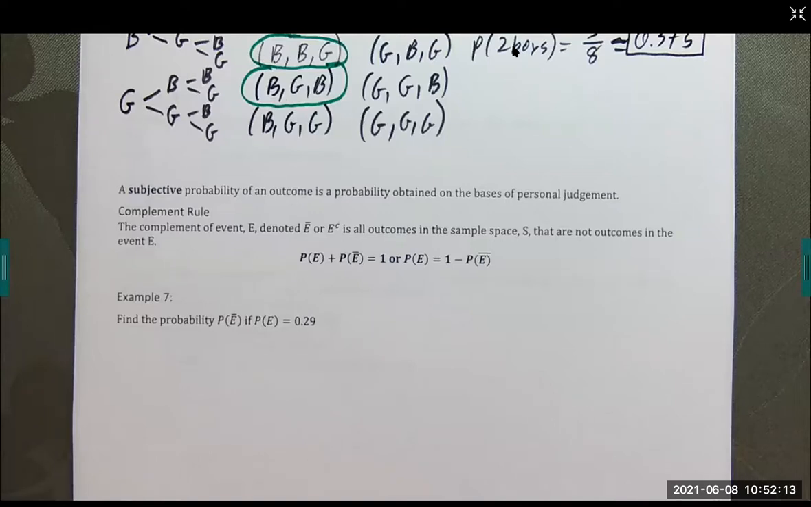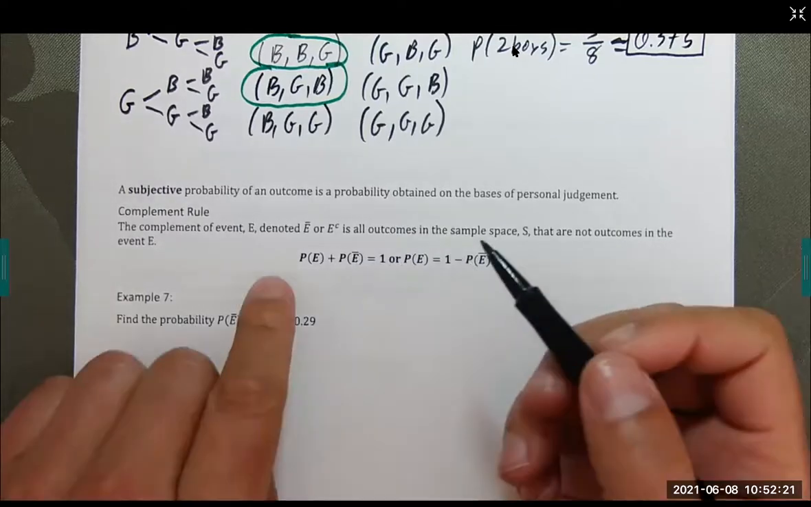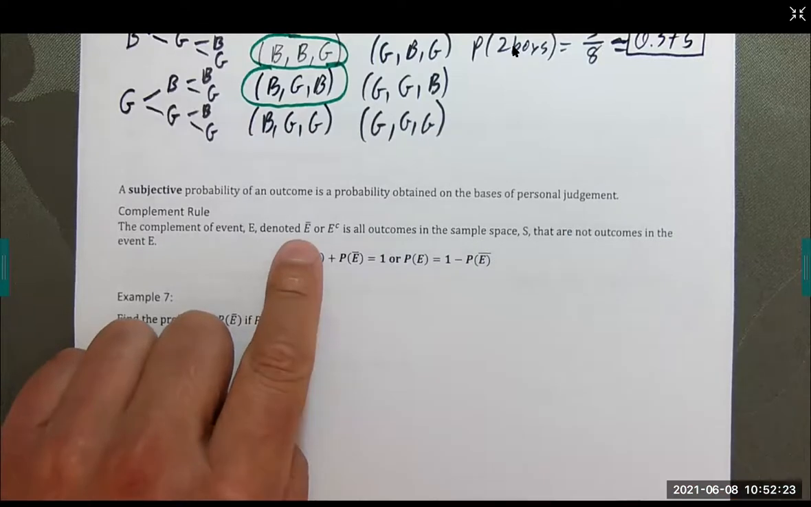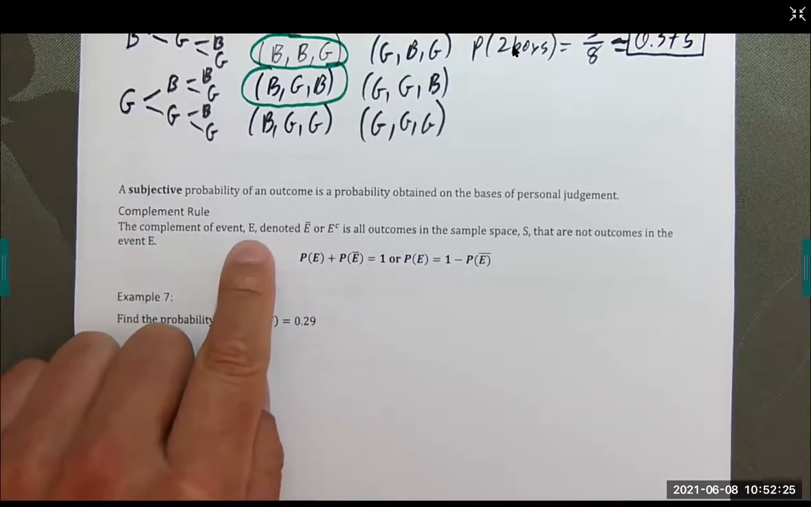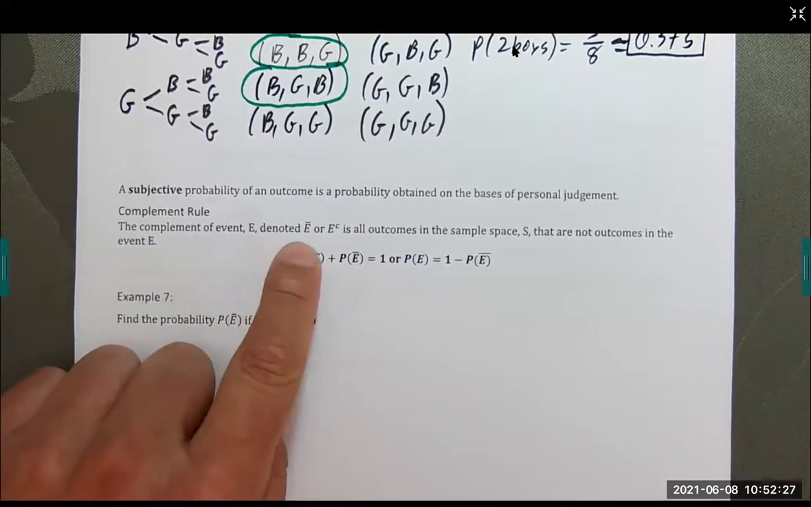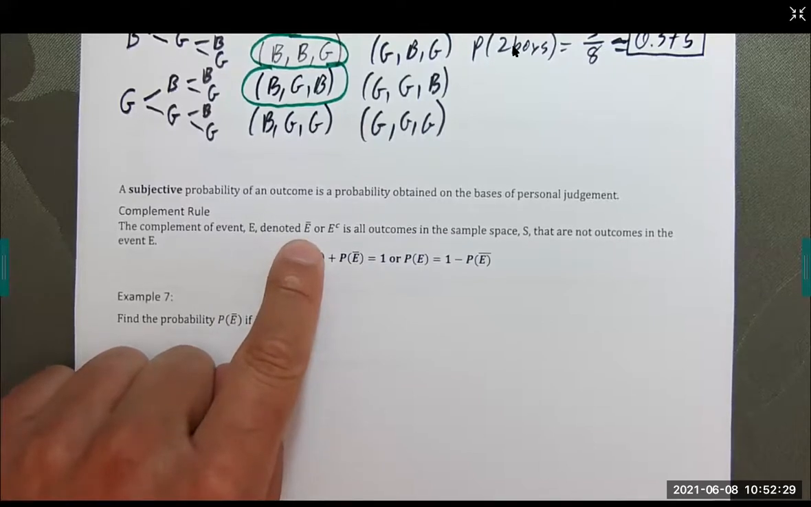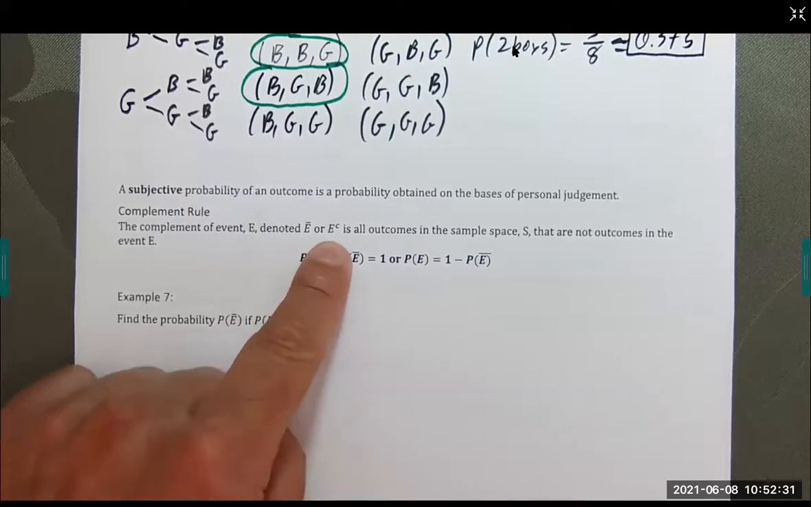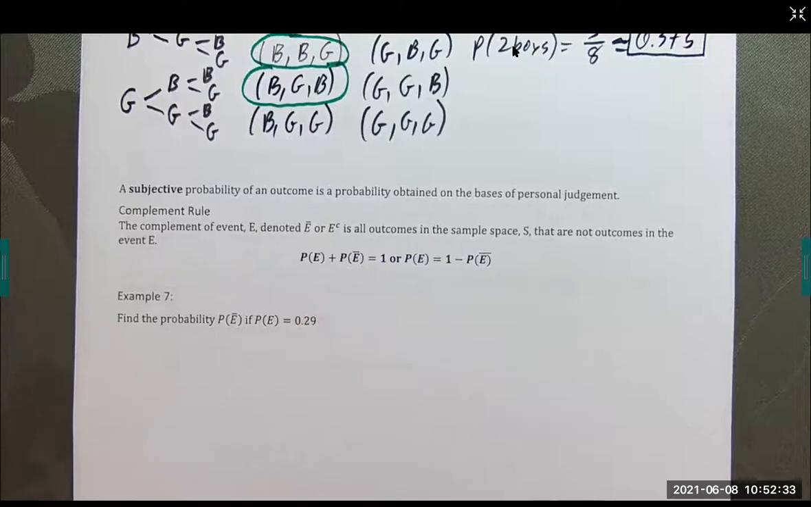Complement rule. We're going to use complements a lot in here, and I don't mean telling somebody that they look nice. I mean opposites. So we have 2 notations here. If we have event E, then its opposite is E bar, which I usually use the bar, or E to the C power. That shows up occasionally.